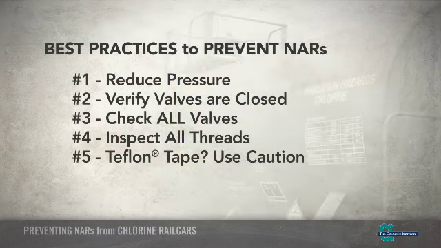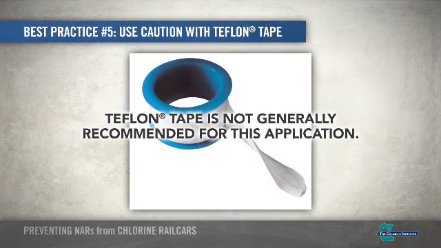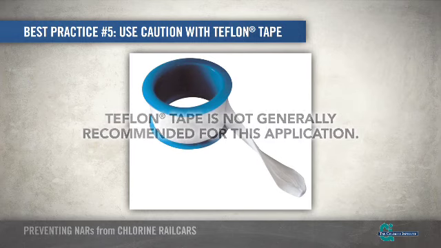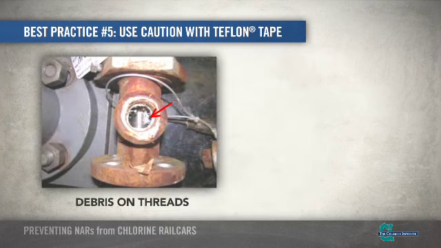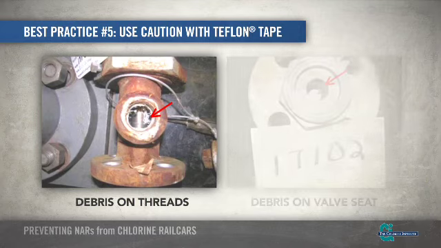Best practice number 5. Teflon tape is not generally recommended for use in this particular application. But if it is used, be cautious when using on stabber pipes or plugs, because tape debris can prevent the plug or pipe from sealing properly. The picture on the left, which looks through the plug port, shows tape debris that can get caught in the threads and prevent the plug from sealing properly.